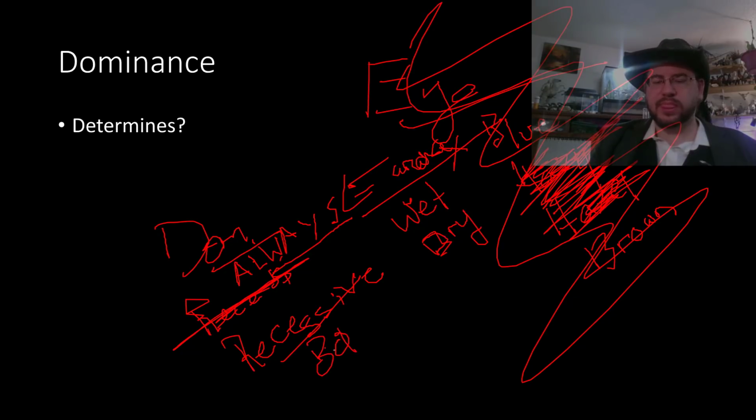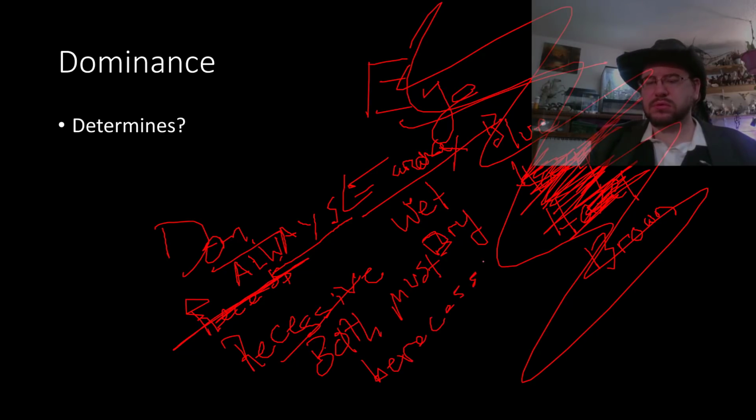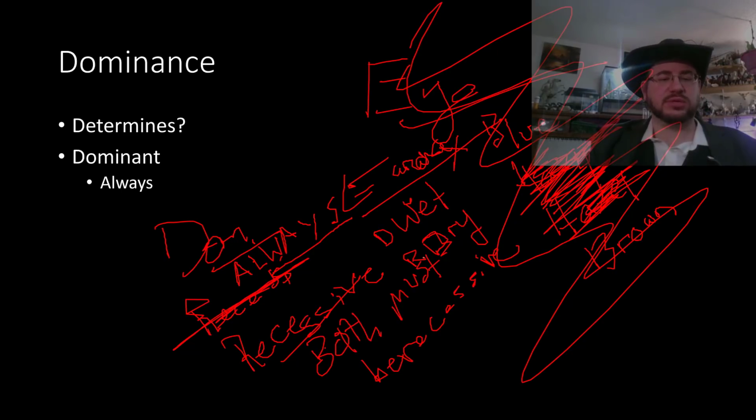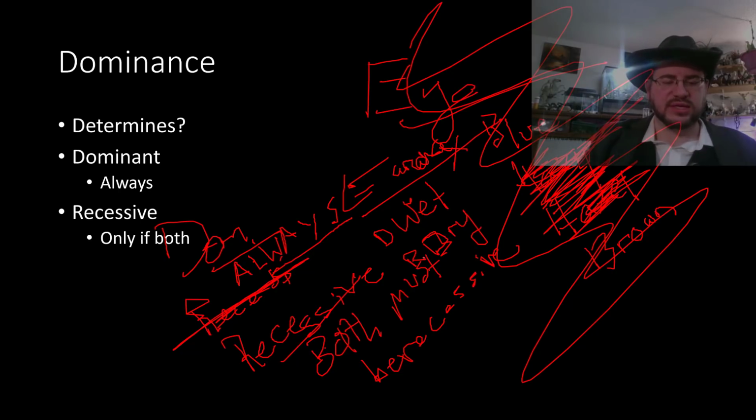Both alleles, remember you have two alleles for everything, both alleles must be recessive in order for a recessive allele to be expressed. So in the case of earwax, wet earwax is dominant and dry earwax is recessive. So dominant alleles are always expressed, recessive alleles are expressed only if both alleles are recessive.